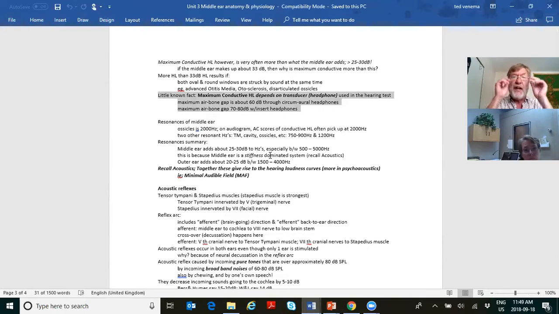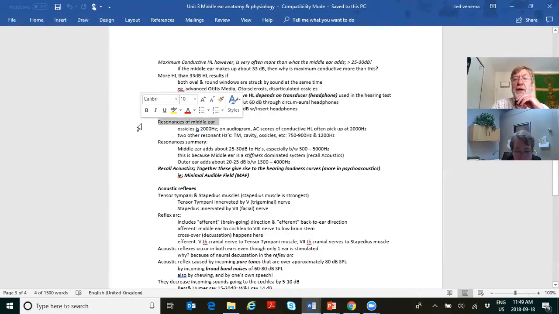I guess I do say put a star by it because we will pass this way again. This is making mention of it, but we will pass this way again, believe me. Okay? Just realize that the biggest conductive hearing loss that we can measure when we do audiometry on a client actually depends on the transducer, in other words, the headphone that was used in the hearing test.